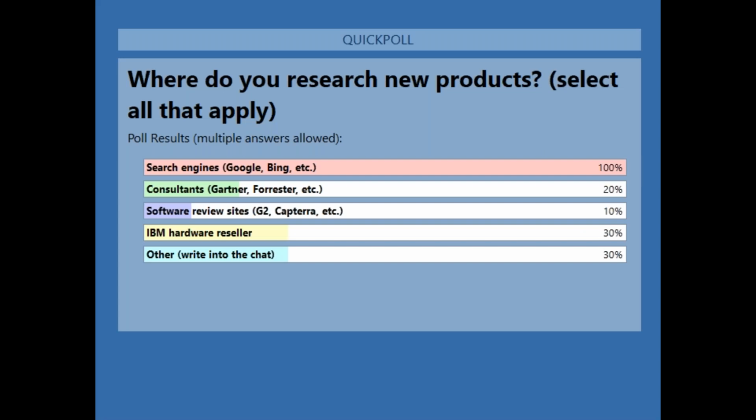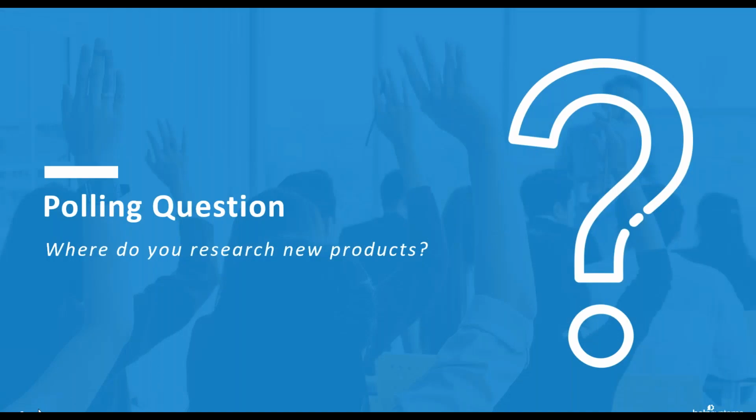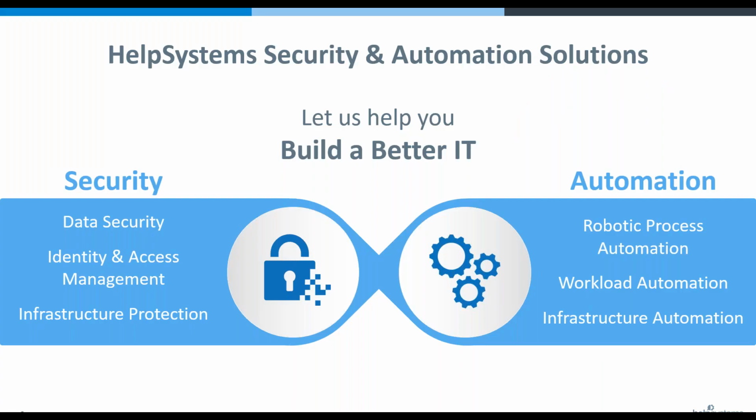It looks like 100% of you are going to your Internet Explorer, Google Chrome, whatever you're using for a browser and searching, which makes sense in today's world. And then 20% consultants, 10% software review sites, 30% IBM hardware resellers, and then we had some other suggestions. So feel free to throw those other suggestions out there. And really, it was a question from our marketing team, wanting to know where you're going for information. So thank you for answering that first polling question.